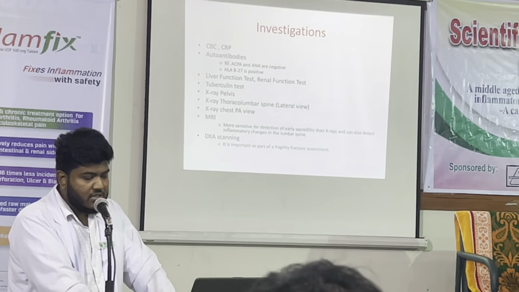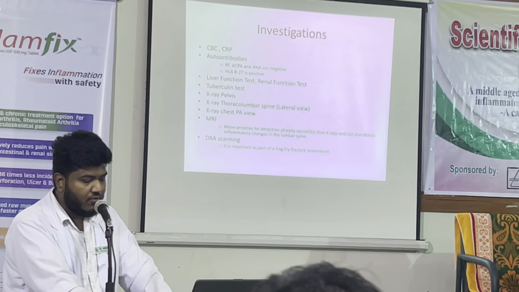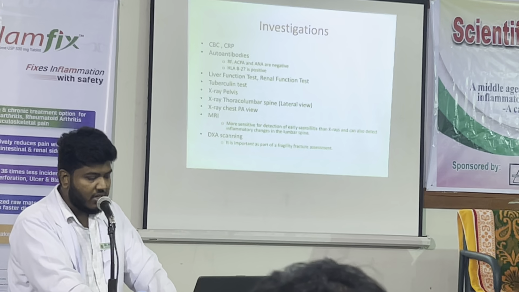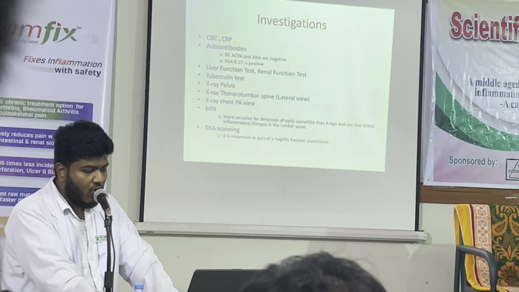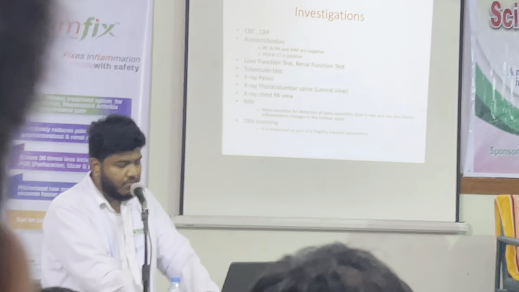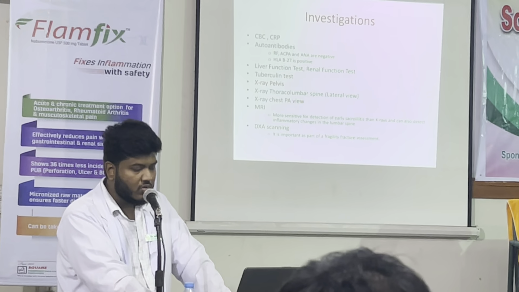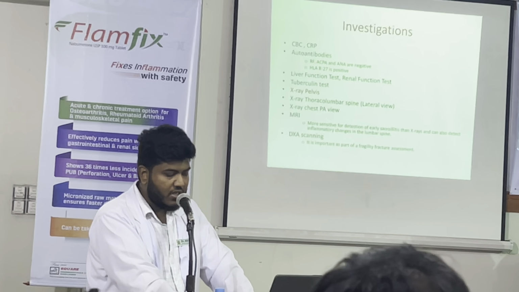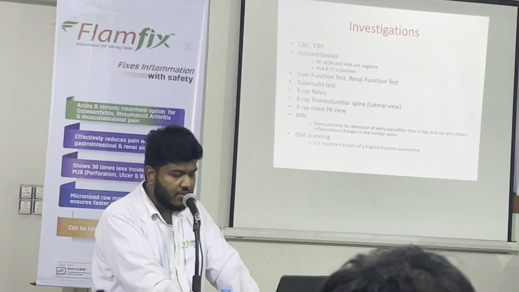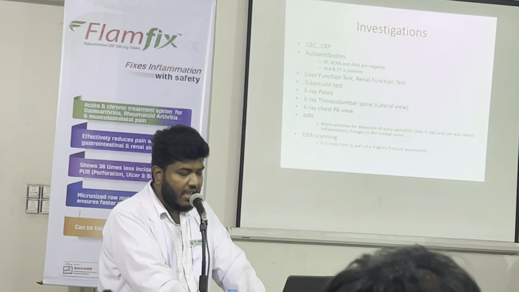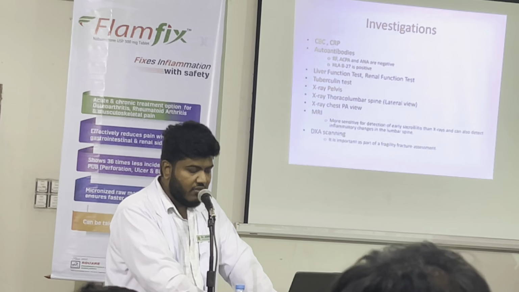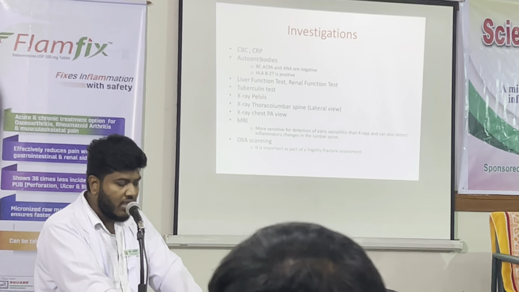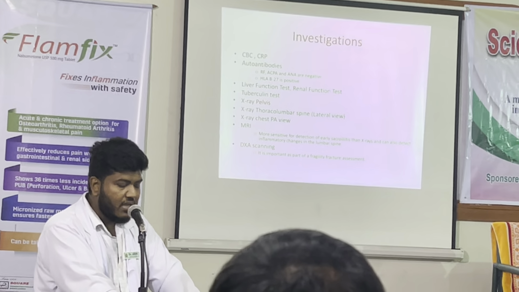We do some investigations for the routine purpose, for diagnostic purpose, and for follow-up. The investigations are CBC, where we commonly find anemia, which is normocytic, normochromic. The ESR is often raised, CRP raised, autoantibodies, rheumatoid factor, ACPA and ANA are negative, HLA-B27 positive, liver function test, renal function test, tuberculin test, X-ray pelvis, X-ray thoracolumbar spine lateral view, X-ray chest PA view, MRI and DEXA scanning.